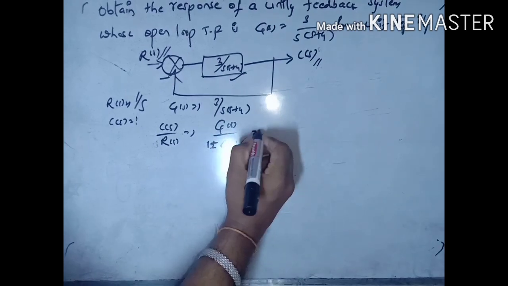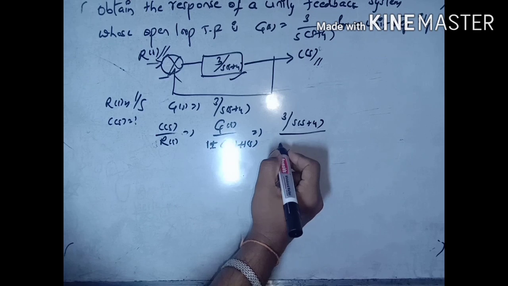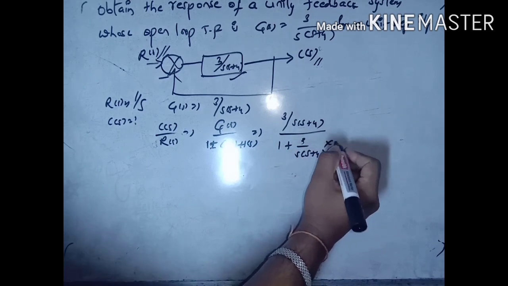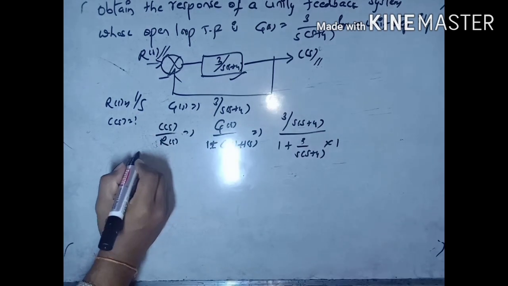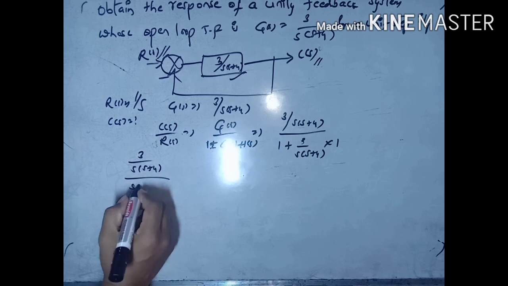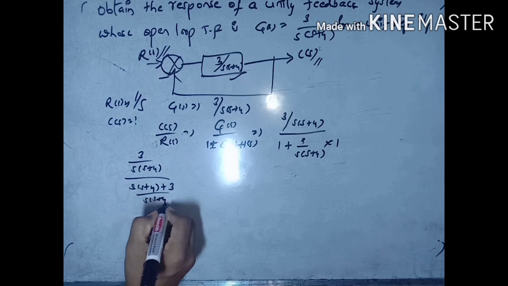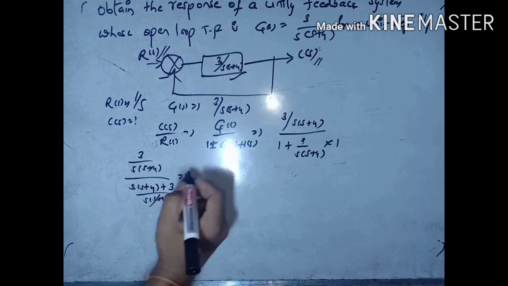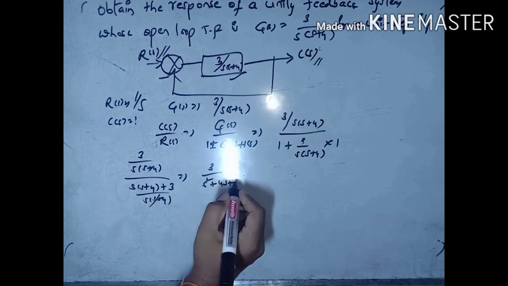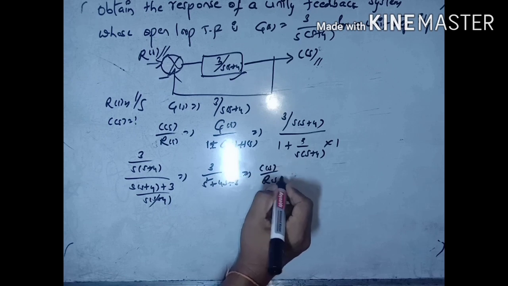So we substitute G(s) = 3/(s(s+4)) over 1 + 3/(s(s+4)) into H(s), which is unity. Simplifying this, we get 3/(s(s+4)) over (s(s+4) + 3)/(s(s+4)). These two get cancelled and we get 3/(s² + 4s + 3), which equals C(s)/R(s).